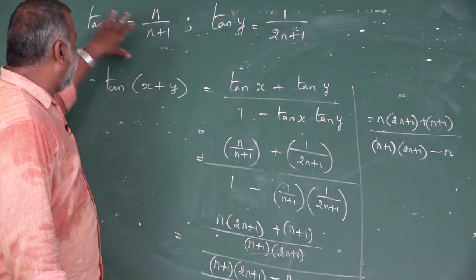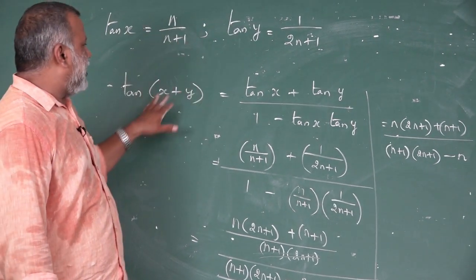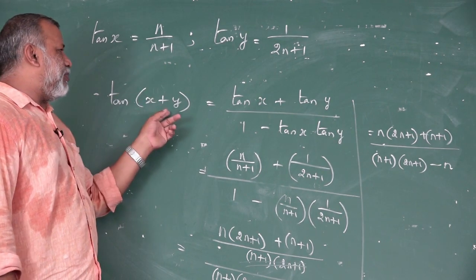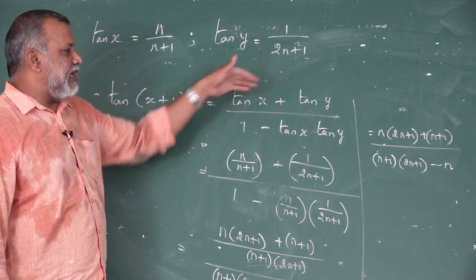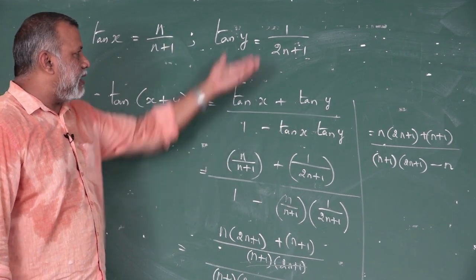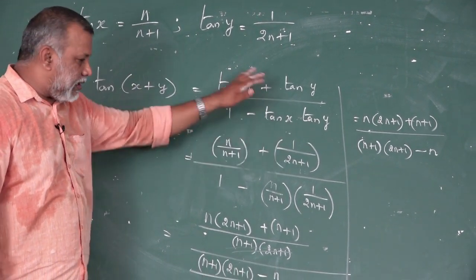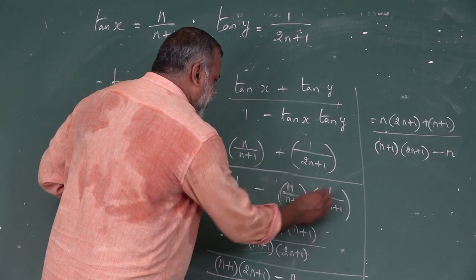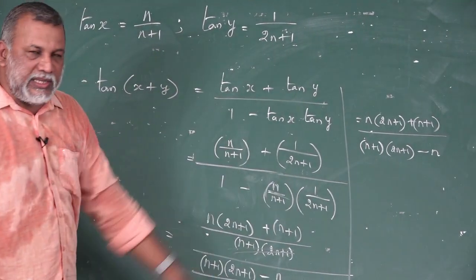So this is the given data, tan x and tan y, and we are going to find tan of x plus y. See this tan of a plus b formula: tan a plus tan b divided by 1 plus tan a tan b. Instead of tan x, substitute the data. Instead of tan y, substitute the data. Take LCM and simplify it. You are able to get the answer.